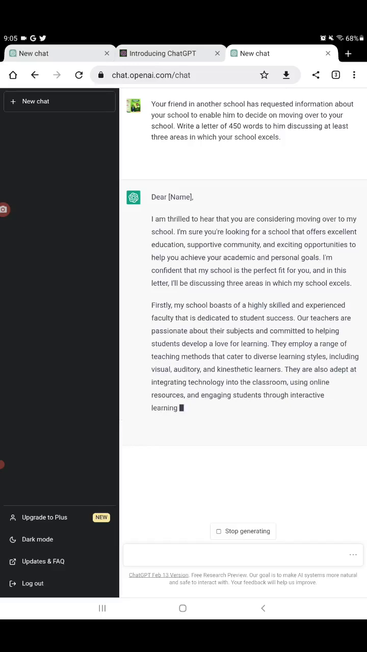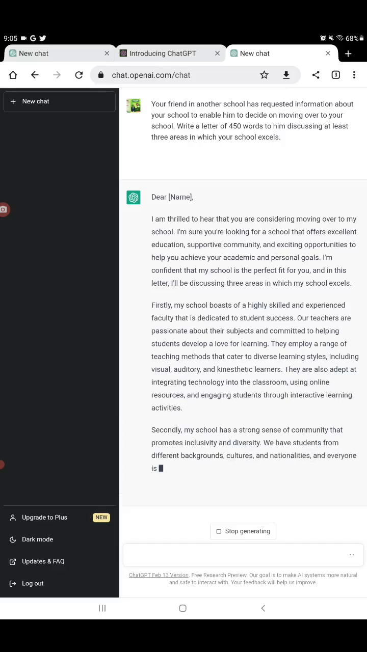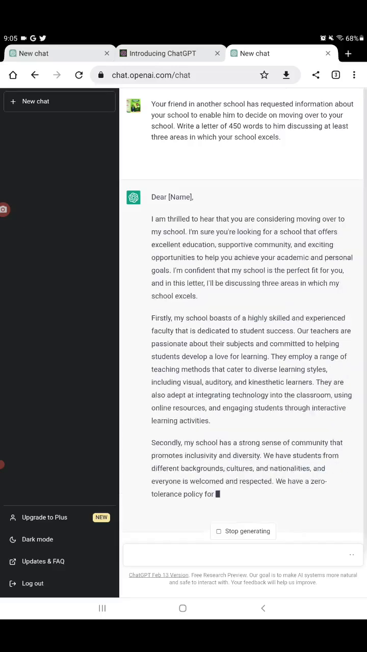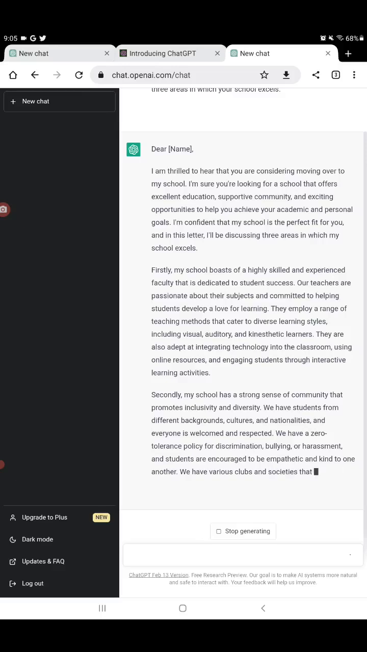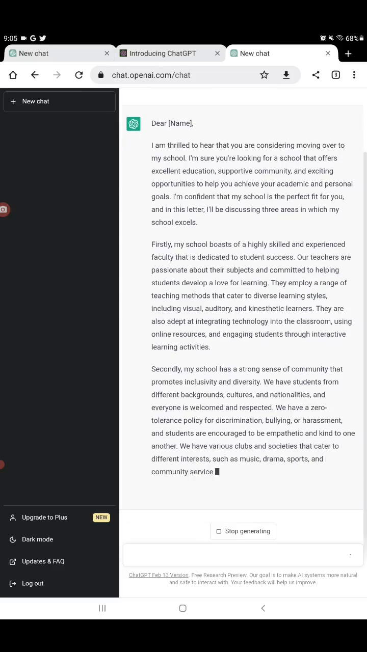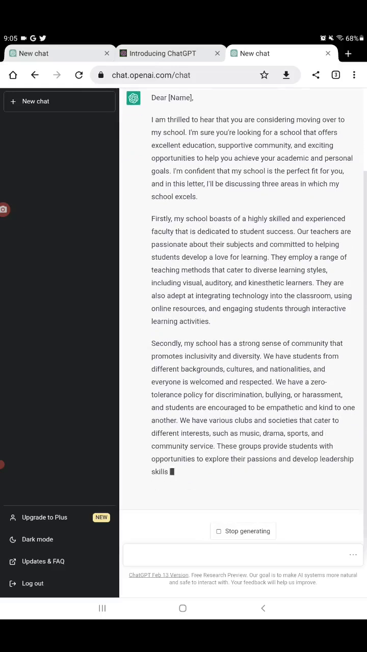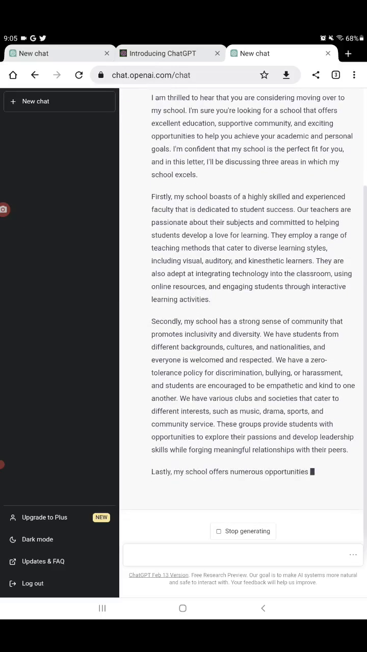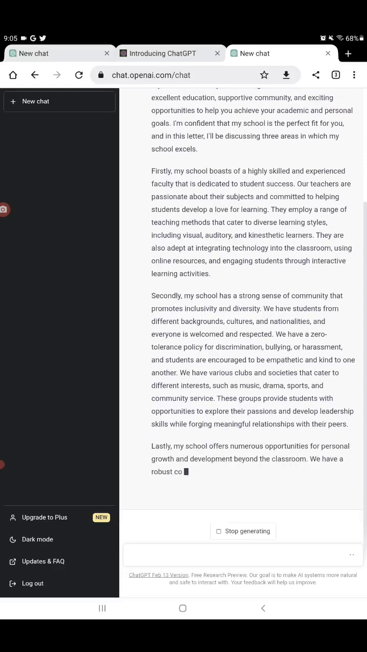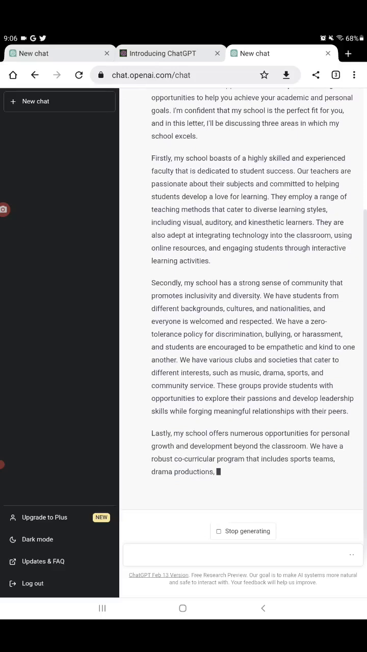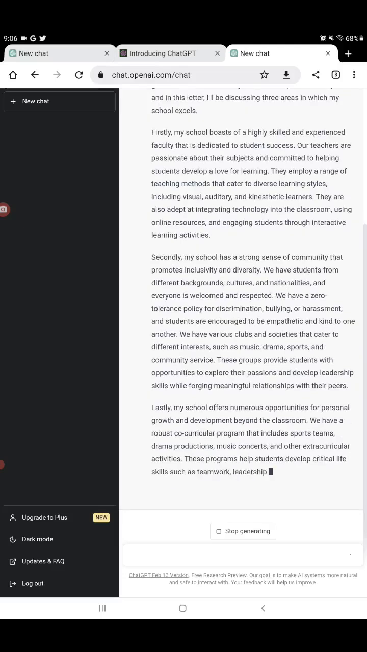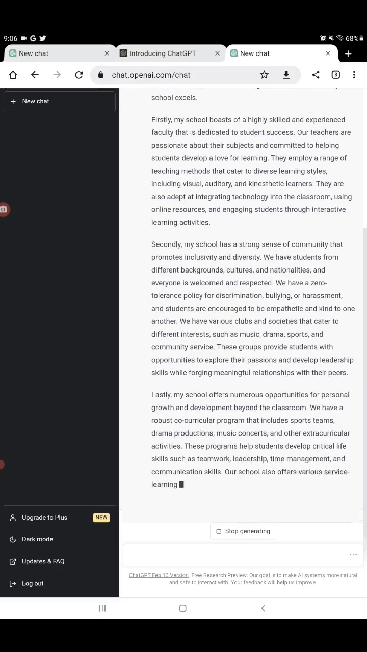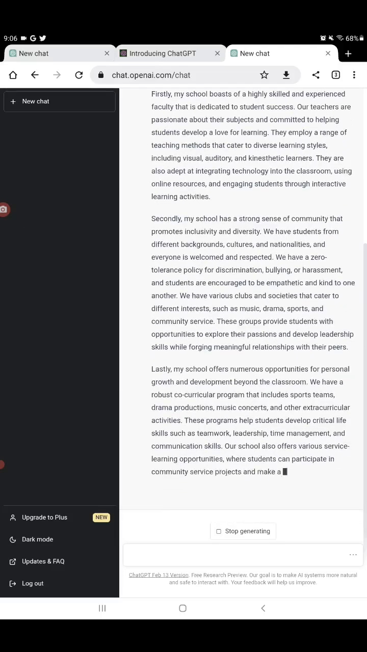So it's talking about the second point. That's why I'm telling you. It said, secondly, my school has a strong sense of community that promotes inclusivity and diversity. So it's discussing the second point now. So after the second point, because you have asked it for at least 3 points, the last point it said, lastly, my school offers numerous opportunities for personal growth. So it's discussing the last point before I now go to the conclusion.